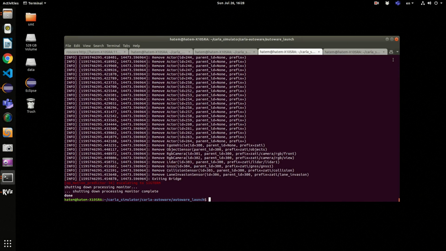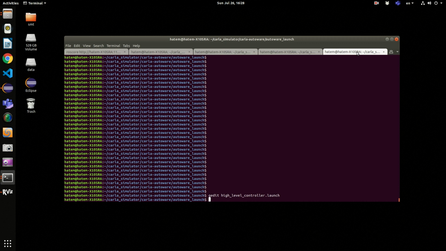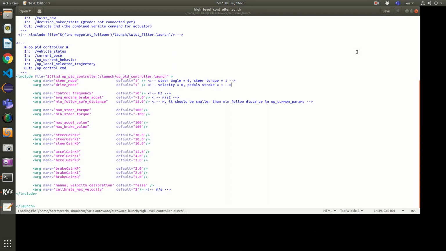And now let's start to actually use the PID controller and try to tune it and calibrate for CARLA. First, let's check the OP PID controller launch file and see what these parameters are that we can set.